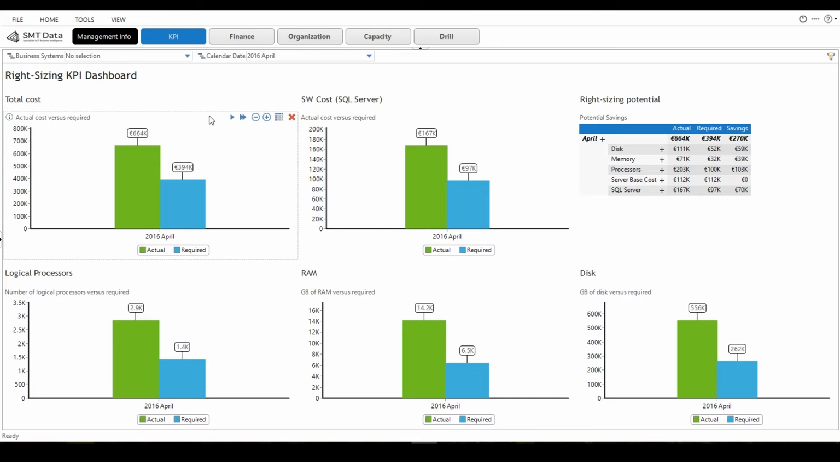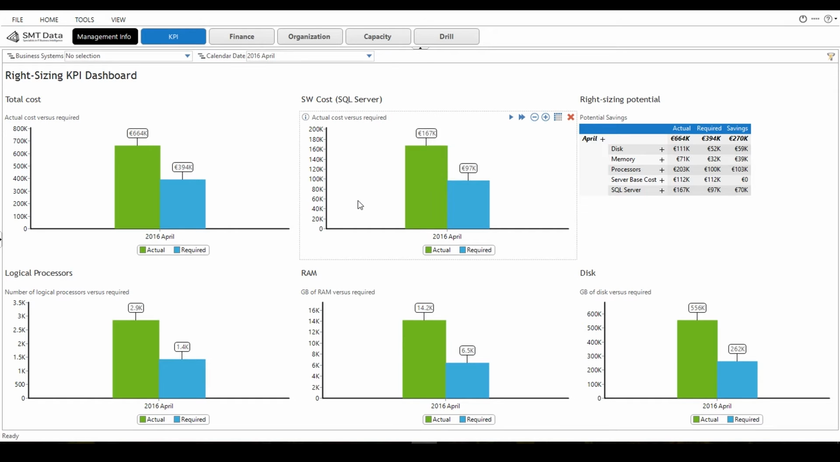We have a total cost, for example, where we go out and see the configuration of all these servers, and we have a cost model which allows us to compute, based on the configuration, what these servers cost. And then we also have a computation which says, based on the usage patterns of these servers, what would be the ideal configuration, and how much money could we save if we right-size these servers to this ideal configuration. And this is broken down here.